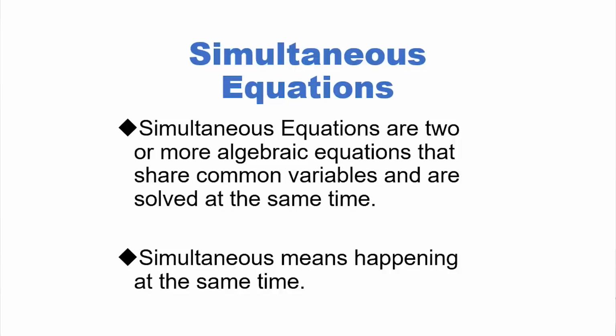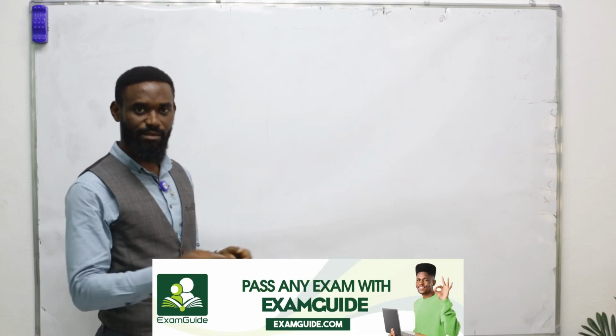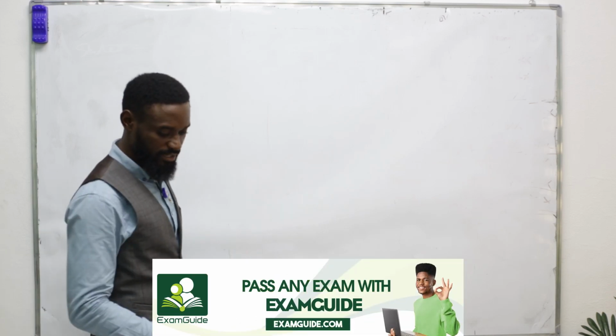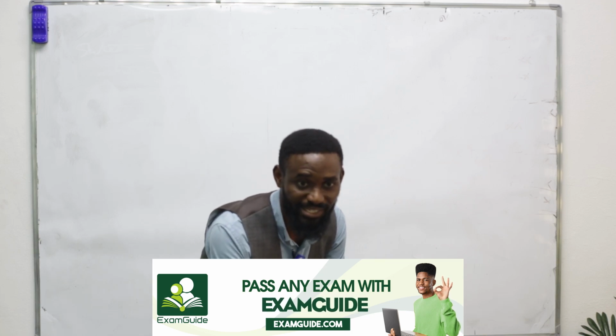Simultaneous equations are a form of linear equation. Sometimes it is given as simultaneous linear equations. The ones which I think you are very familiar with are simple equations. So linear equations have two types: simple linear equations and simultaneous linear equations. We are going to do simultaneous linear equations today.